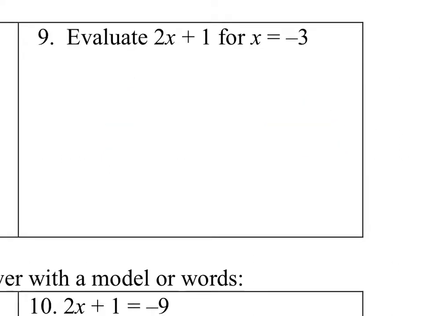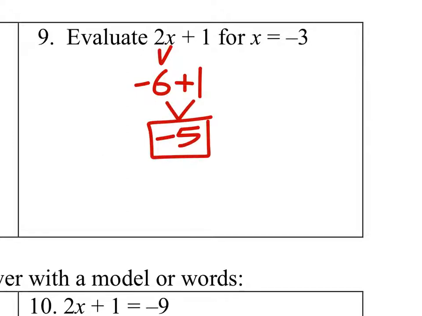What about 2x plus 1 for x is -3? Alright, now you guys need to be careful. I'm worried you guys are doing this without really thinking about it. What's 2 times -3? -6 plus 1? -5. See that, Todd? Yeah, I knew that. Next one.